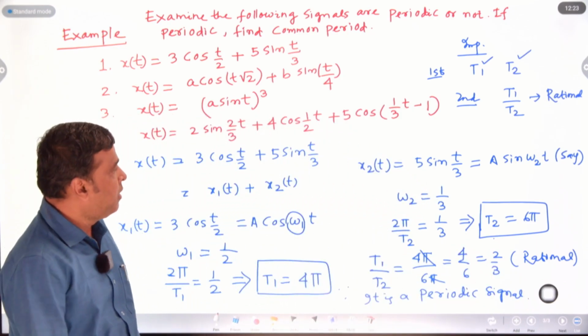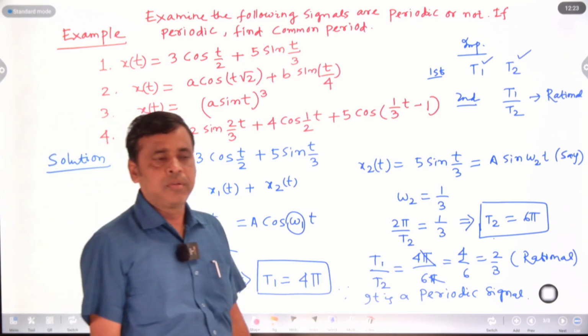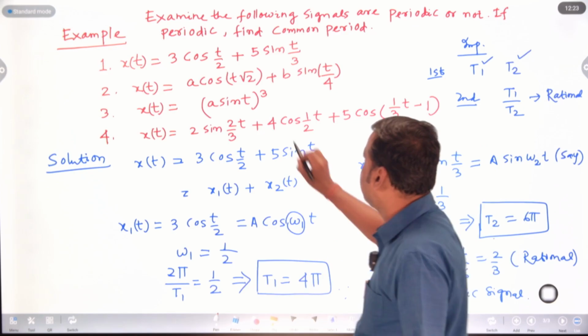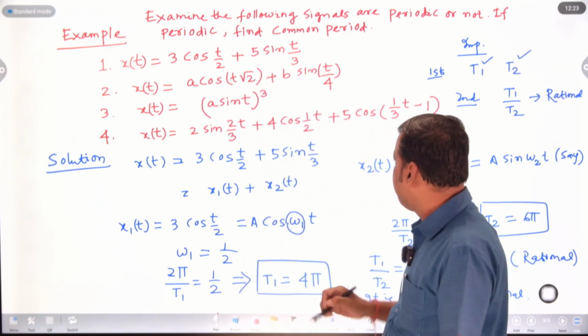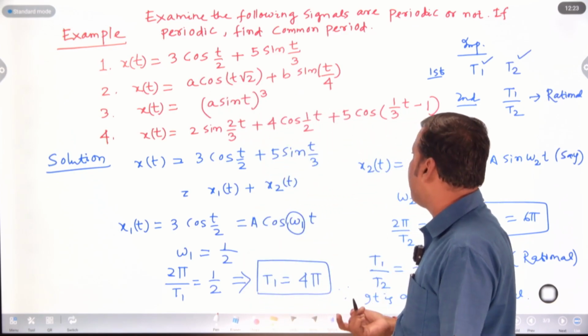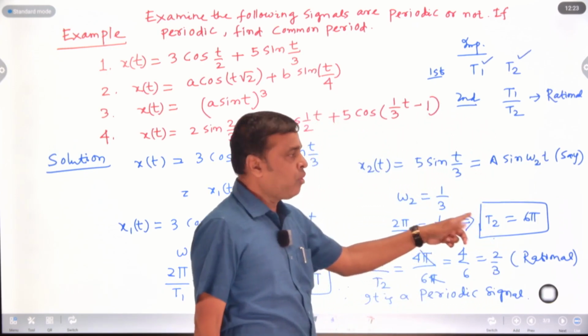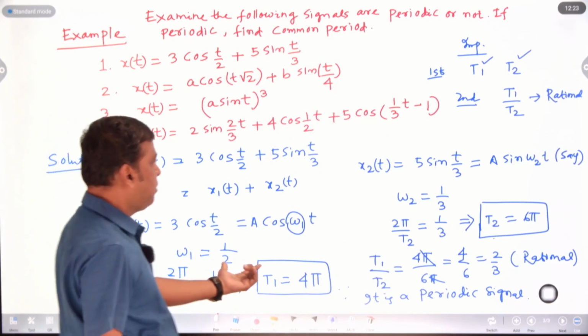Okay. Then find out the common period. One important thing is how to calculate the common period. We have evaluated that the signal is periodic. Then the next step is to calculate the common period. If you know T1 and T2, the common period is what? The LCM of T1 and T2.